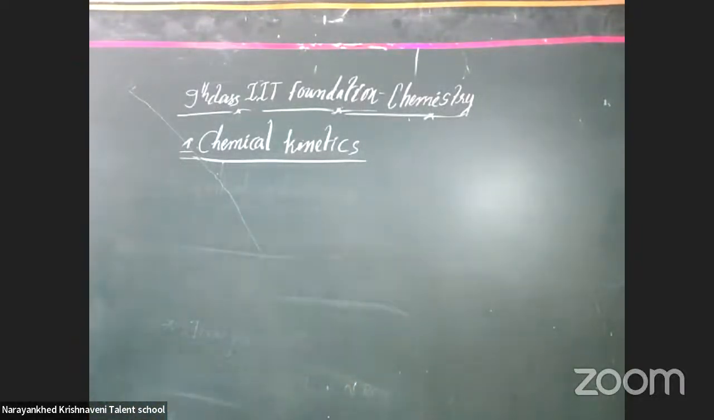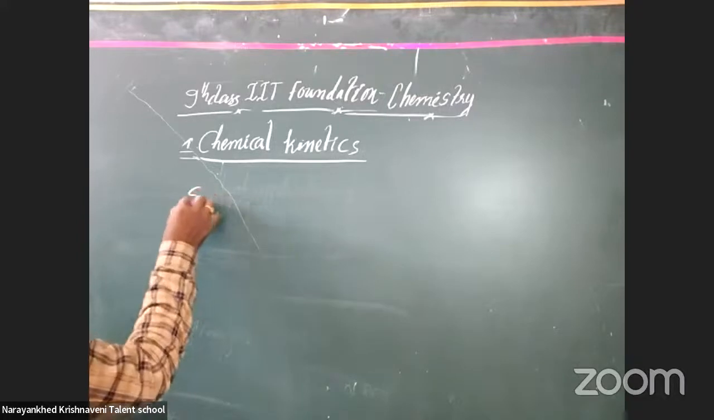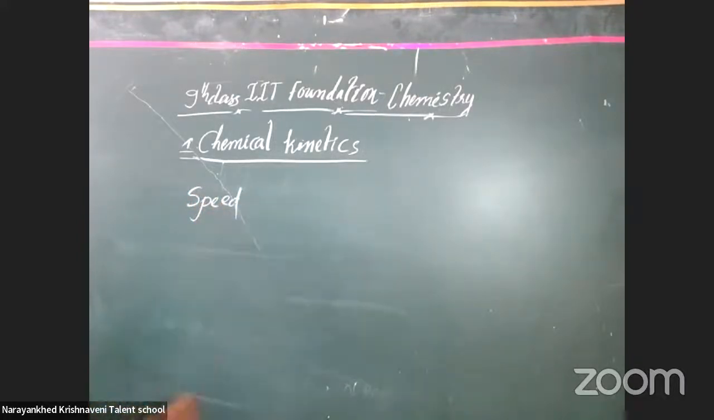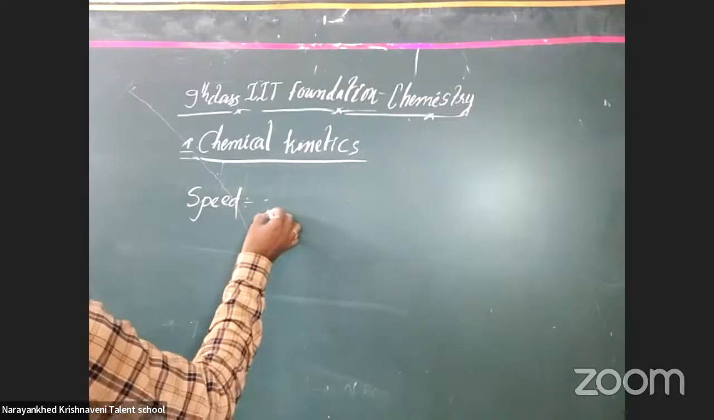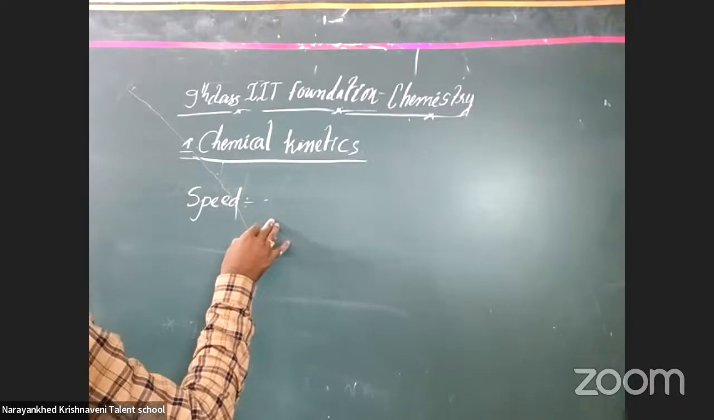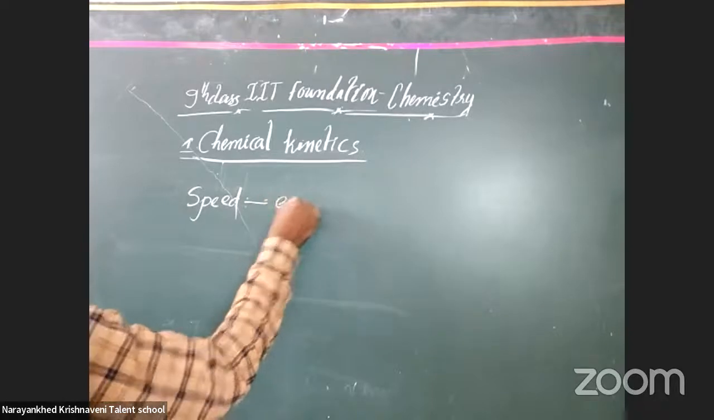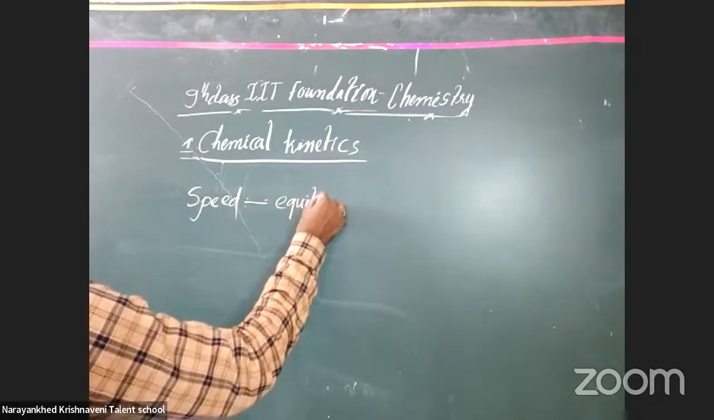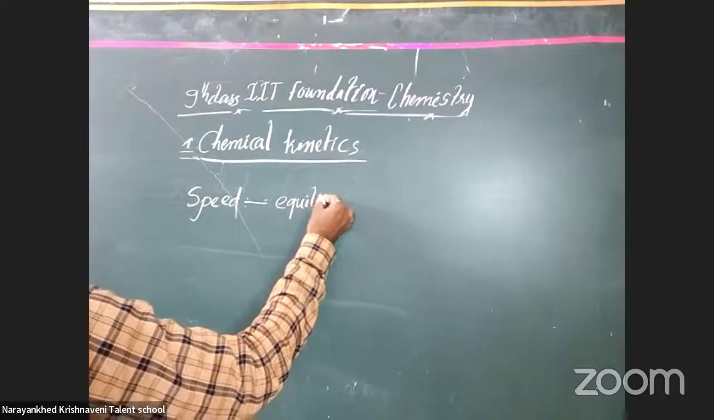The next concept is that the speed of different chemical reactions varies. Sometimes some reactions are slow. Depending on the speed of reactions, our chemical reactions are classified. Clear, students? Based on the speed and as well as the equilibrium. Now, what is equilibrium?